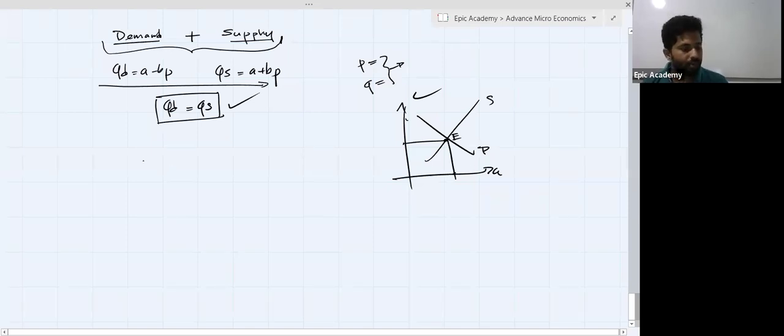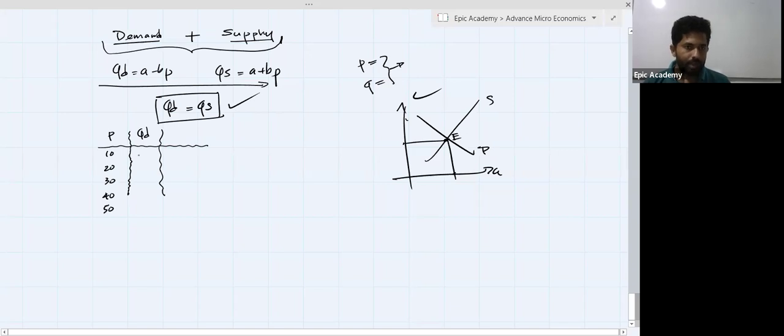So just consider, we are going to discuss this equilibrium by using a schedule. This is the price: 10, 20, 30, 40, 50. This is the schedule related to QD, same commodity, okay? QD: 150, 125, 100, 75, and 50.